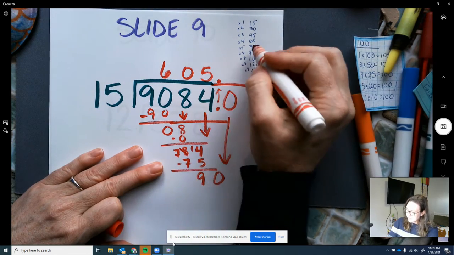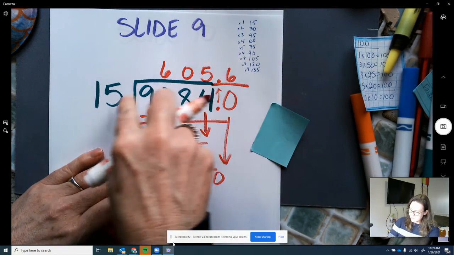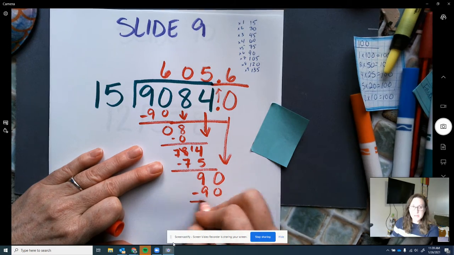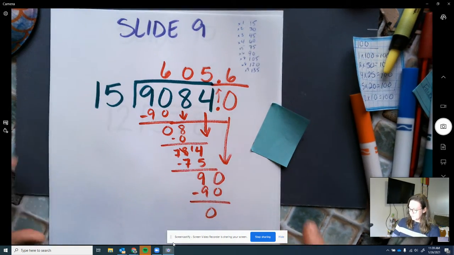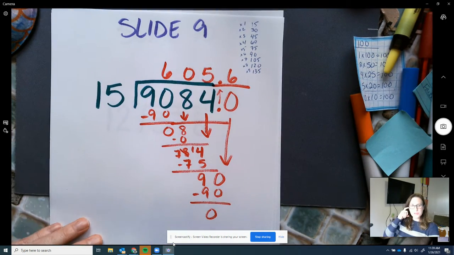15 goes into 90 exactly 6 times. 6 times 15 is 90. We subtract, and we have 0 left. Okay, so there's slide 9.